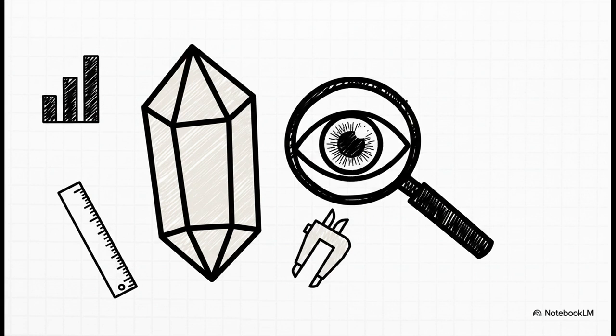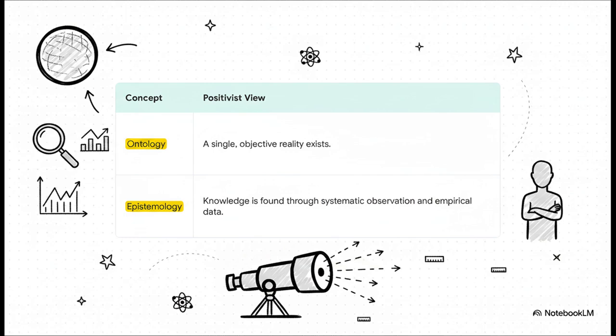So the researcher's job is to discover the universal laws that govern this reality, kind of like a physicist discovering the law of gravity. And this table here breaks down that worldview perfectly. The ontology: there's one single, objective reality. And the epistemology flows right from that. You find knowledge through systematic observation and hard empirical data. The researcher's role is to remain completely neutral and detached from it all.